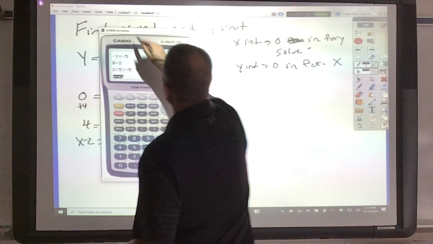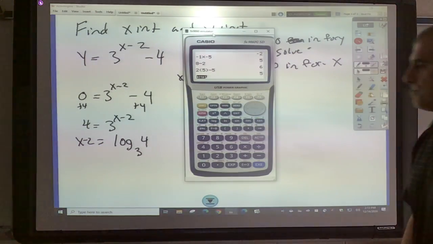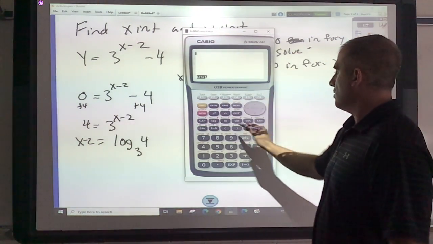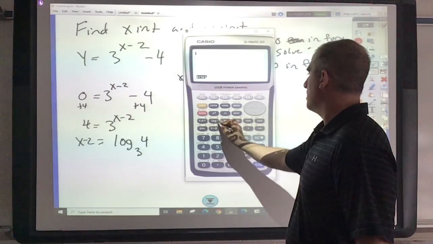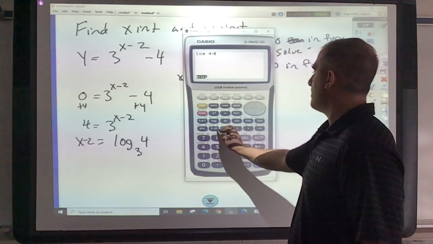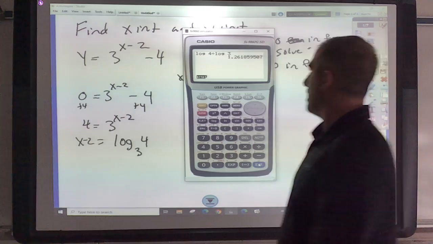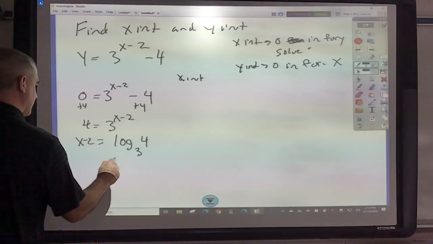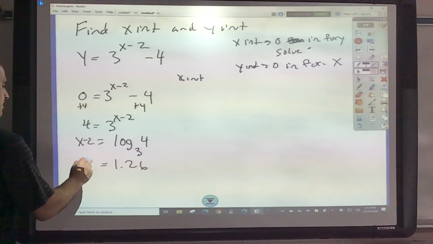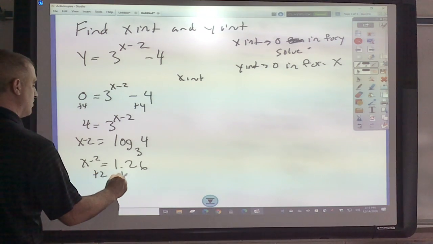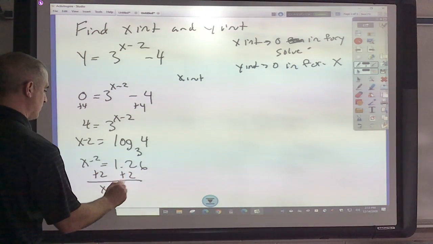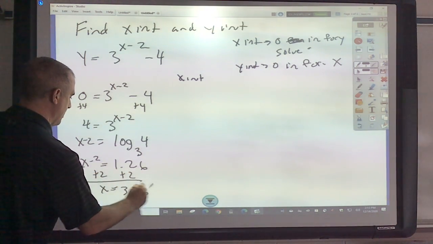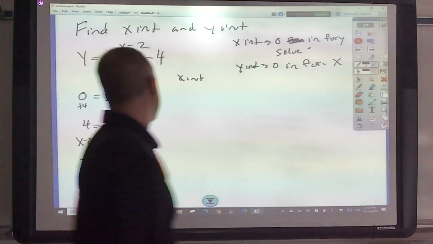Now, we talked about last class the concept of change of base. So this is log 4 divided by log 3, okay? And it gives me 1.26, okay? So x minus 2, all I want to do is just add 2 to both sides. So x equals, that's going to be 3.26. So that would be the x-intercept, okay?